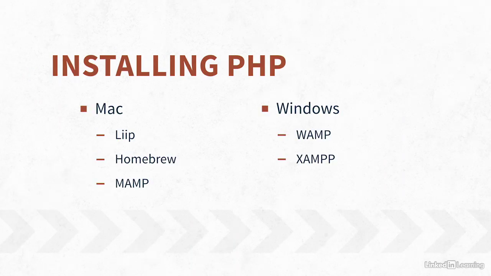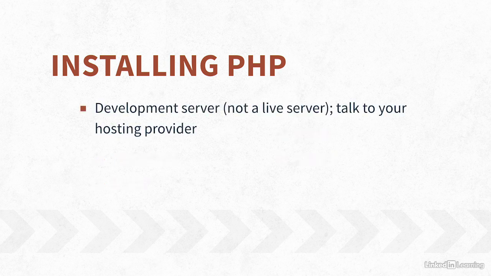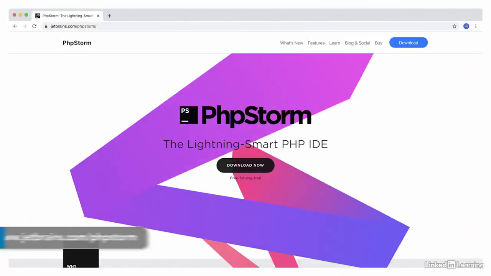On Windows, you're likely using WAMP or XAMPP. When looking at the downloads for either one of those tools, look for the package that includes PHP 7.4. If you already have a development server, as in not a live site, you can talk to your host about upgrading to PHP 7.4 there. One final method for testing locally is using a PHP Integrated Development Environment, or IDE. I'll be using PhpStorm throughout this course.